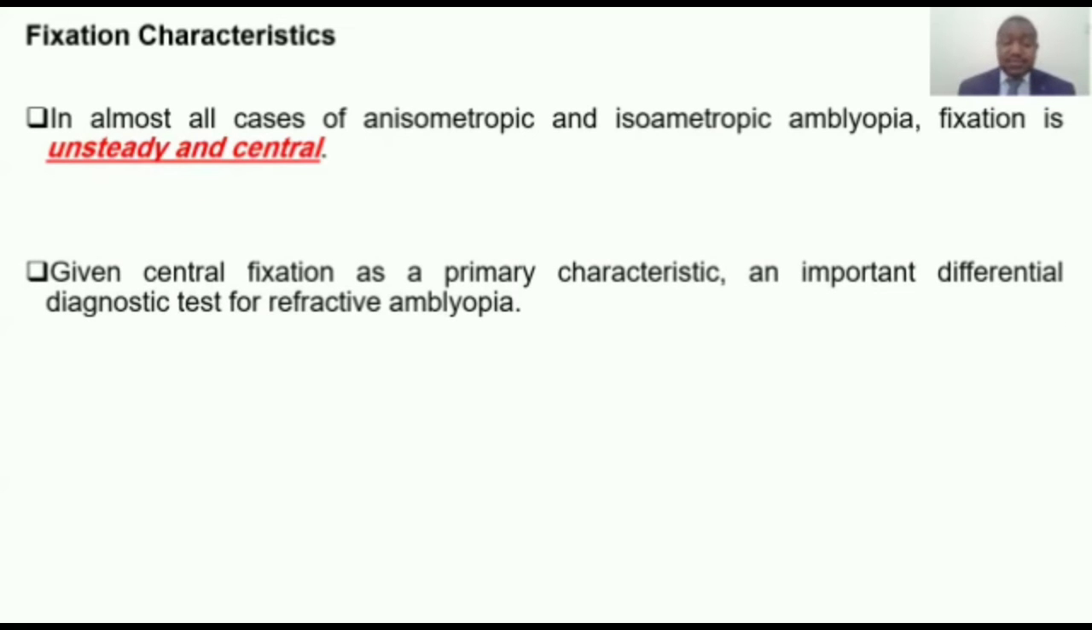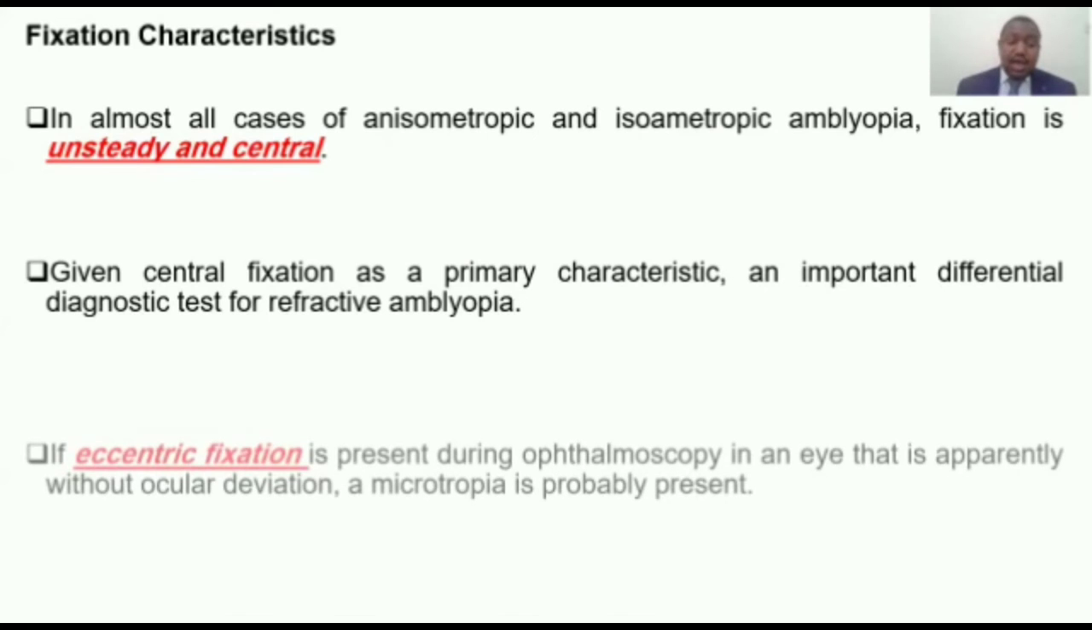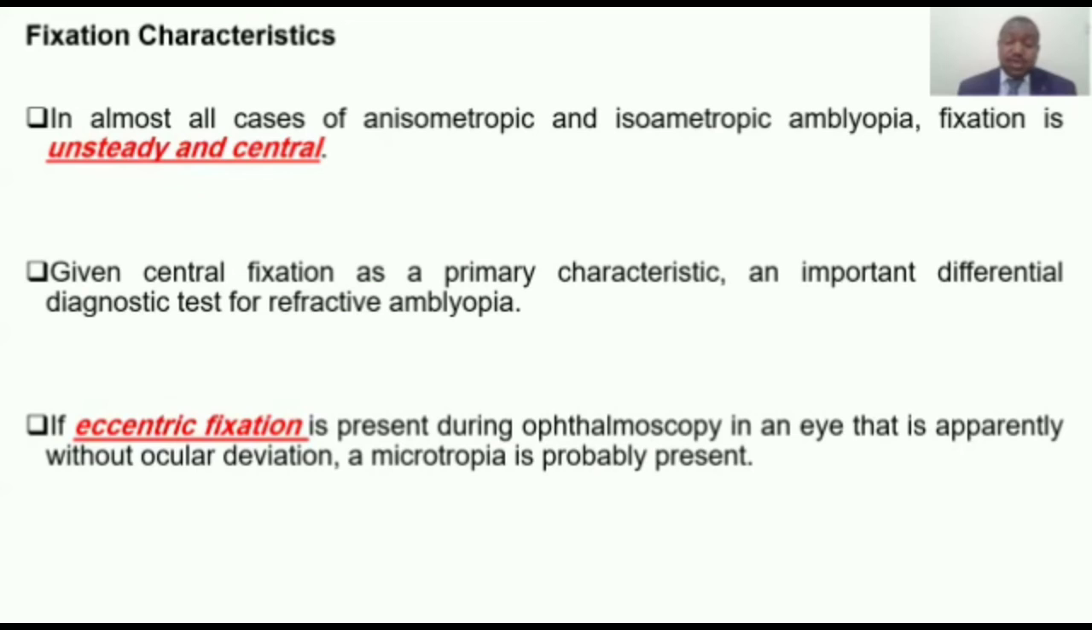Central fixation is the primary characteristic and an important differential diagnostic test for patients with refractive amblyopia, because most patients with central fixation have amblyopia due to anisometropic amblyopia or isometropic amblyopia. All these types are called refractive amblyopia. If eccentric fixation is present during ophthalmoscopy in an eye that apparently has no ocular deviation, without esotropia or exotropia or any strabismus, then the patient may have a microtropia. Any patient with eccentric fixation may have amblyopia due to strabismus. Patients with strabismus commonly have eccentric fixation.